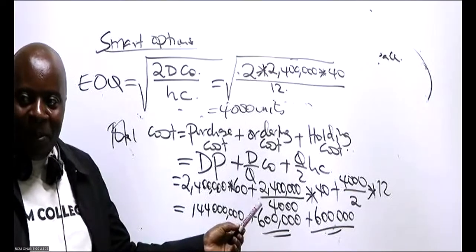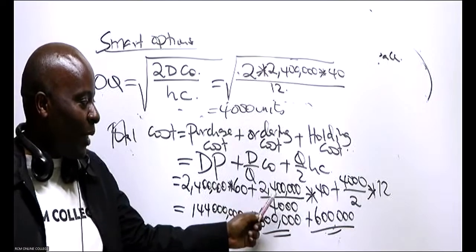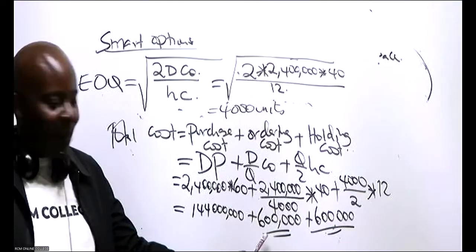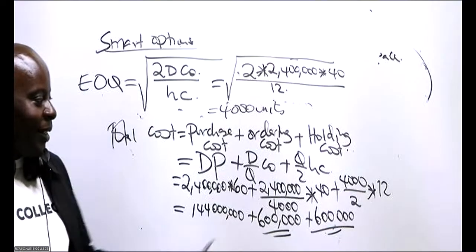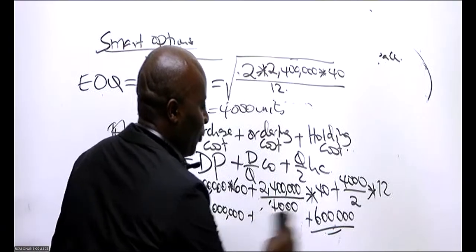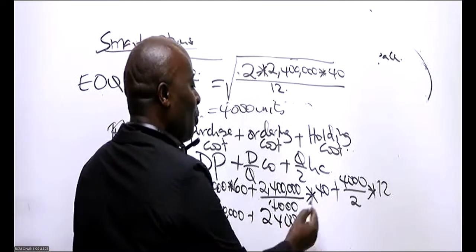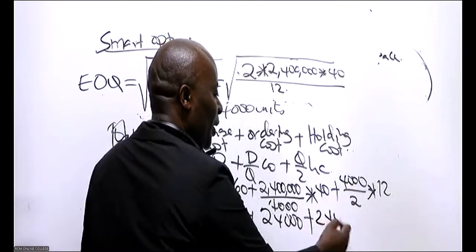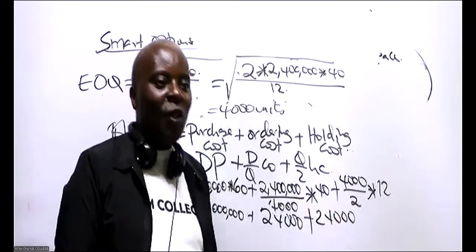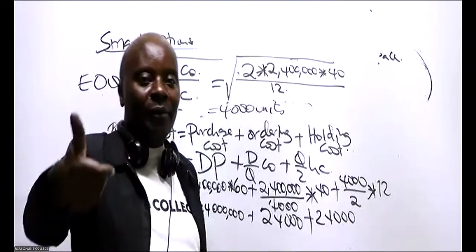So this is 2.4 million divided by 4,000 times 40. It's supposed to be 24,000. So this is supposed to be 24,000, meaning that even this one must be 24,000. Is that the case? Yes, because the holding cost will be equal to the ordering cost in an EOQ model.